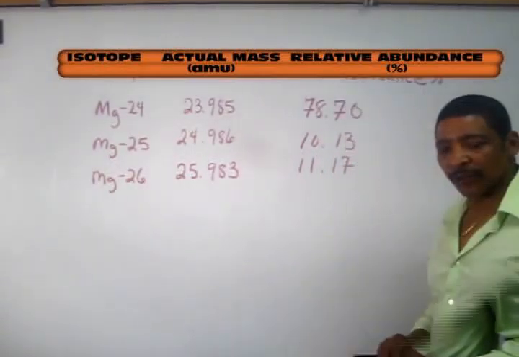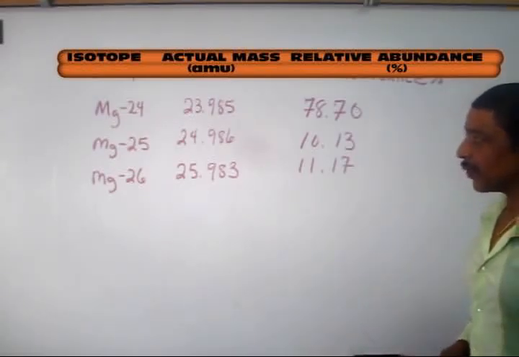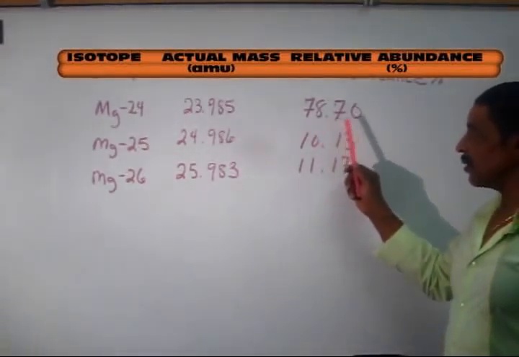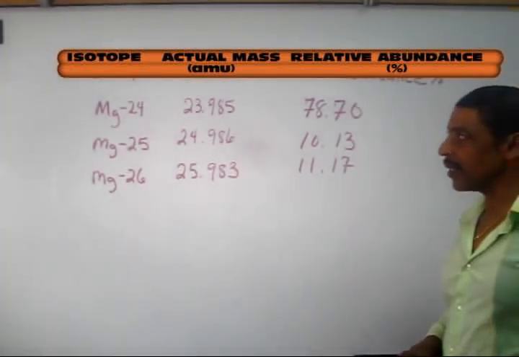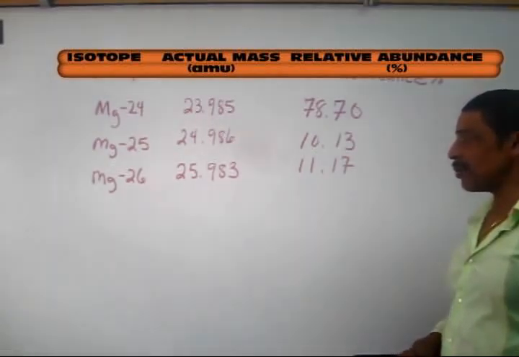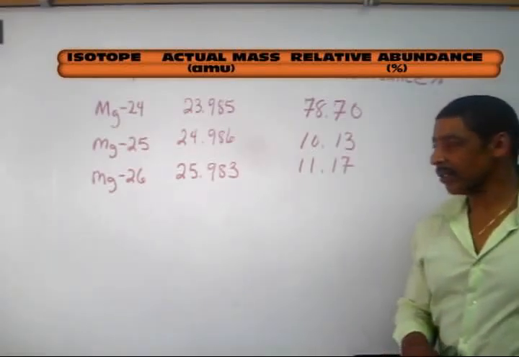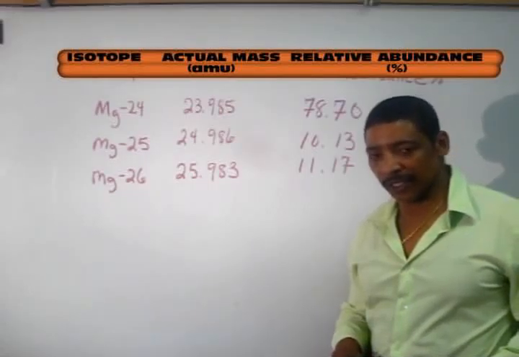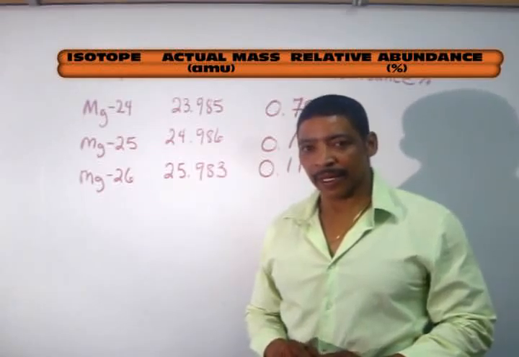Relative abundance refers to the amounts found in nature. So, for the magnesium 24, it is known that 78.7% of the magnesium found in nature is magnesium 24, and 10.13% is magnesium 25, and 11.17% is magnesium 26. It is now possible to determine the average mass of the element.